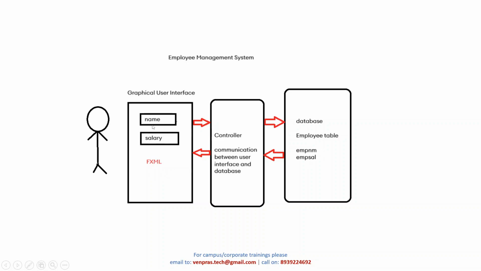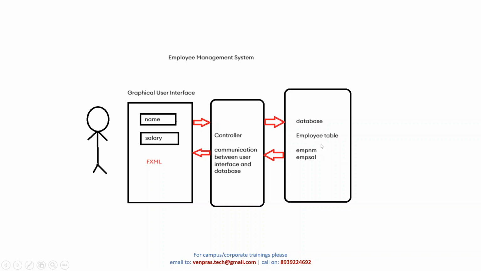Now, for this employee management system, I want to save the data of employee name and salary. Where will we save it? We'll be saving it in the database. The database is a permanent storage location where we'll store the employee data inside the employee table. Clear? Now we have a user interface and a database. The user will enter the data using the graphical user interface, and the data should be saved or persisted in the database table, that is, the employee table.